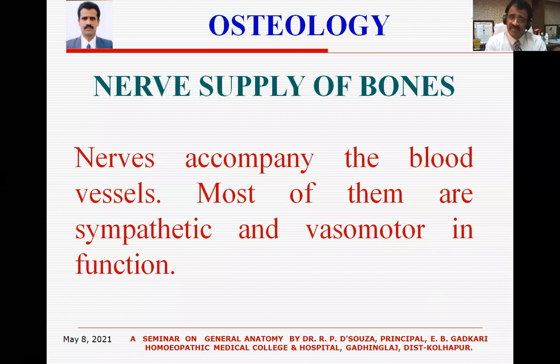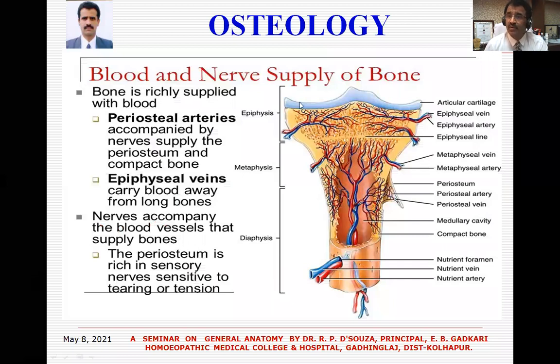Nerves accompany the blood vessels, so it is a neurovascular bundle. Most of them are sympathetic and vasomotor in function. Nerves accompany the blood vessels that supply bones. Here you can see the neurovascular bundles.